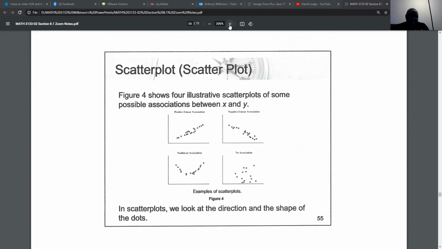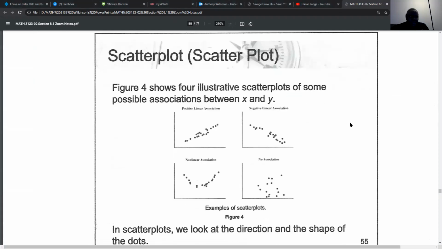In this slide, there are 4 illustrative scatter plots of some possible associations between x and y. The first one is a positive linear association. That means that here, the points are increasing from left to right, as you can see. That's a positive linear association. A negative linear association would be something like this.